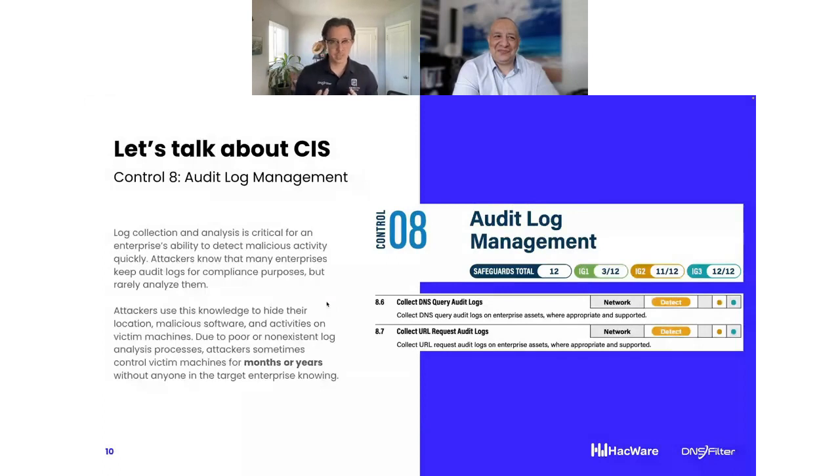A big control that DNSFilter fits into here is control number 8, which is Audit and Log Management. I love working for DNSFilter. I'm a simple person, and guess what we do at DNSFilter? It is DNS filtering services. Maybe I'm a bit biased, but I do love that CIS right here says, hey, collect DNS query audit logs. We do that. We fulfill that, as well as collecting URL request audit logs. This allows those in CIS to fulfill the IG2 and IG3 roles, which is determined by the complexity of your procedures and processes.